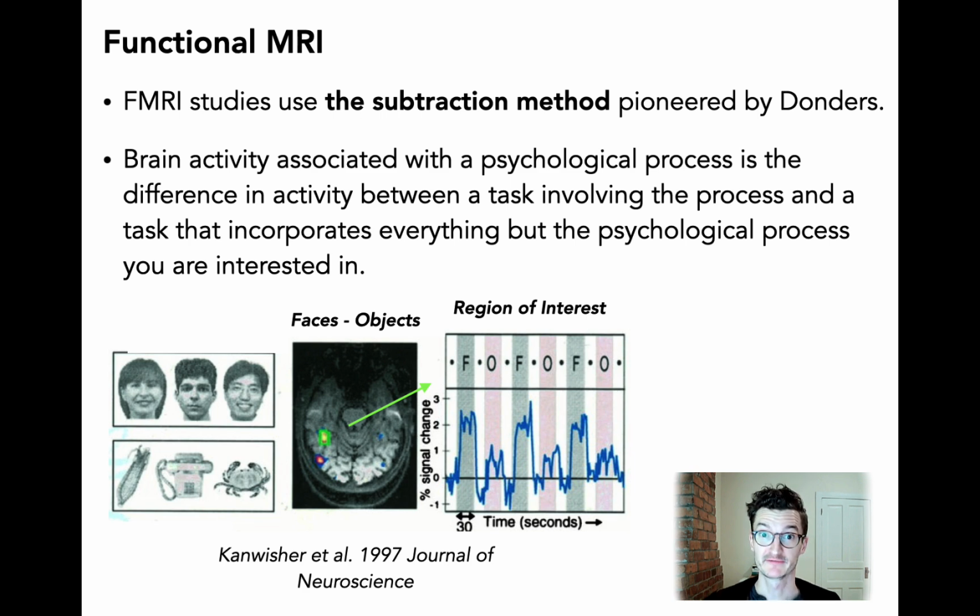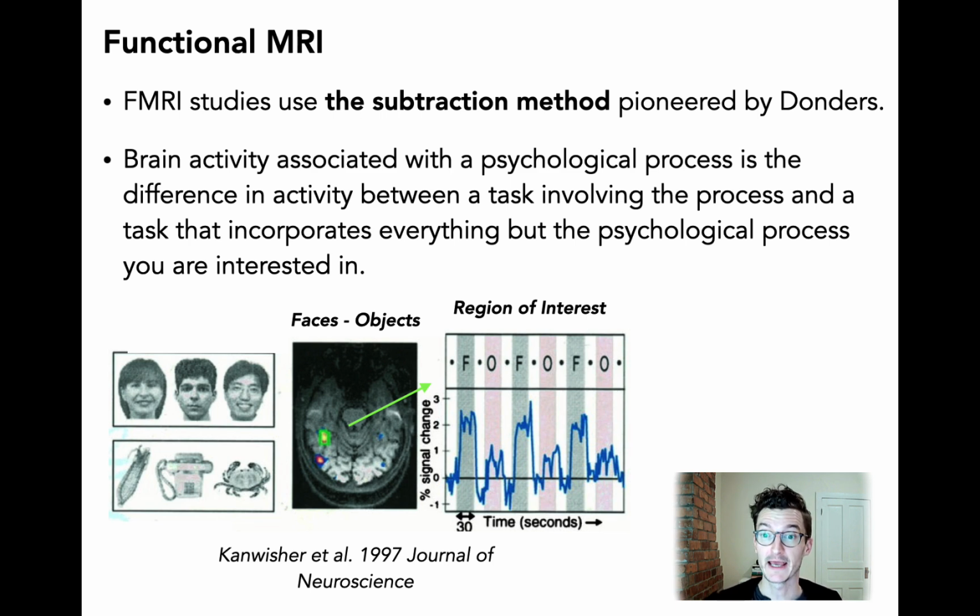So what's cool about a lot of fMRI studies is that they use this subtraction method first pioneered by Donders in the 1800s. And so if you recall, Donders showed that if we want to study decision-making by looking at reaction times, we need a decision-making task, and then we need another task that involves everything the decision-making task had but for that decision. And the difference in reaction time reflects the mental effort associated with the decision-making process. fMRI studies use the same idea.